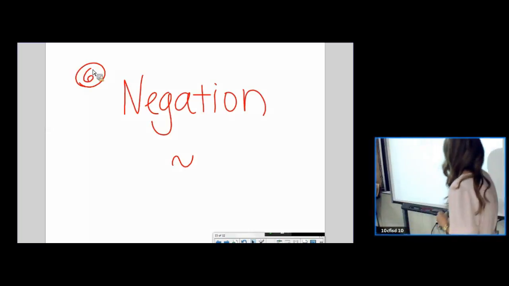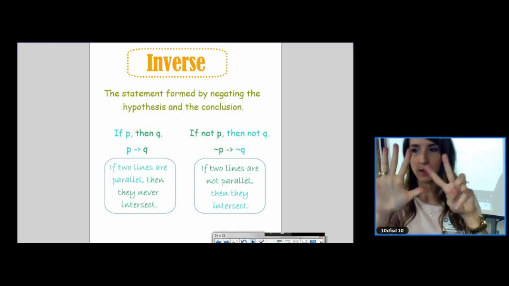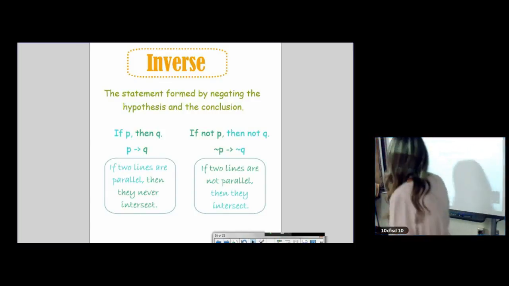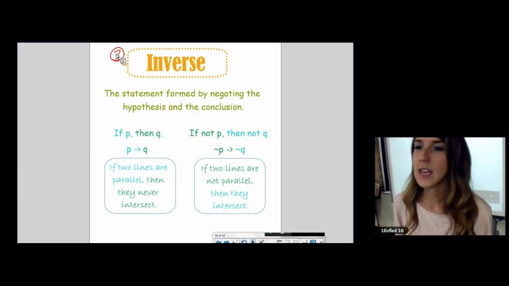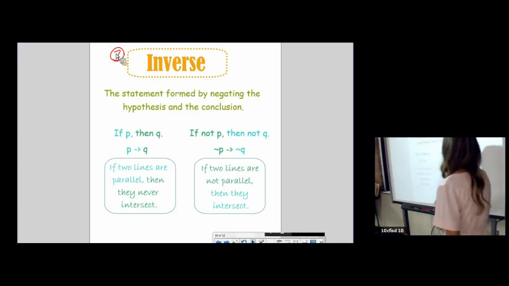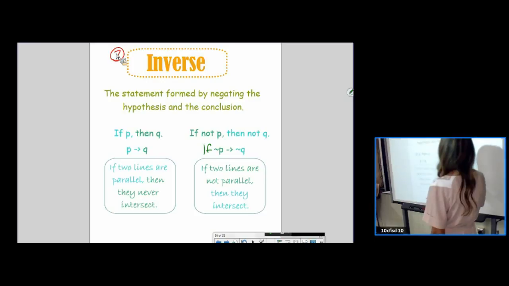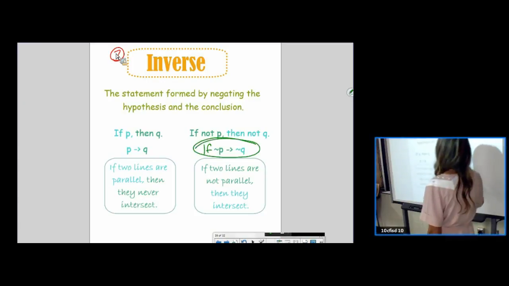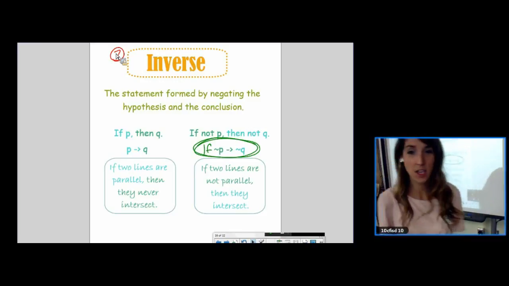Okay, let's go over it. Why do we need to know negation? We need to know that for word number 7, inverse. We needed to learn the word negation so that we could get to inverse. The inverse is the statement formed by negating the hypothesis and the conclusion. If not P, then not Q. This is your notation. If not P, then not Q.